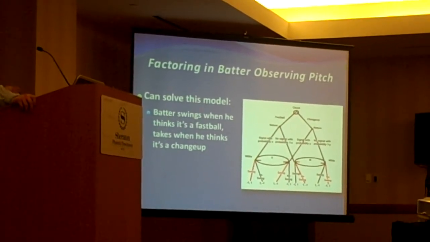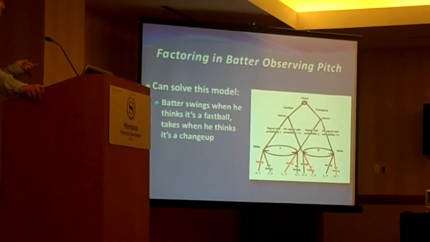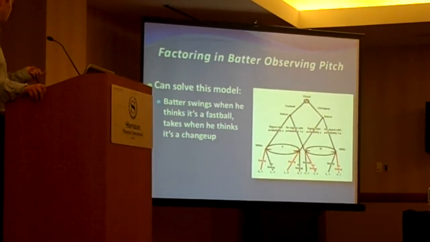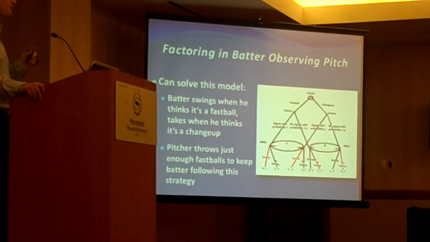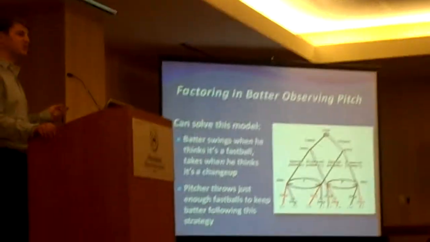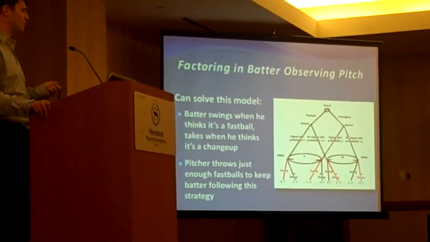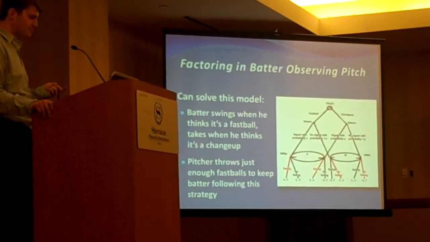Same thing works the other way. If he's swinging even when he gets a signal of changeup, it's because he thinks that the pitcher's very likely to throw a fastball. But if he's swinging everything, the pitcher's going to want to throw a changeup. Basically, the pitcher is going to throw just enough fastballs to keep the batter following this strategy. And that's the only stable Nash equilibrium, what's called a Bayesian Nash equilibrium, because they're incorporating Bayesian probabilities.